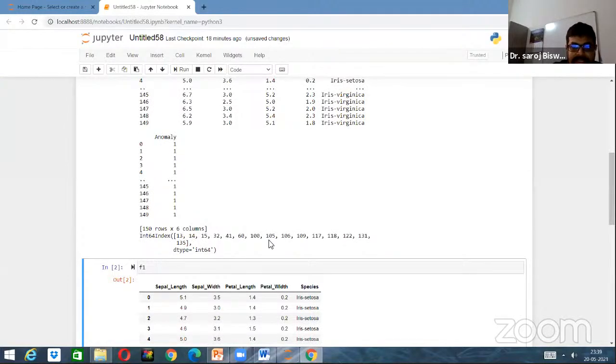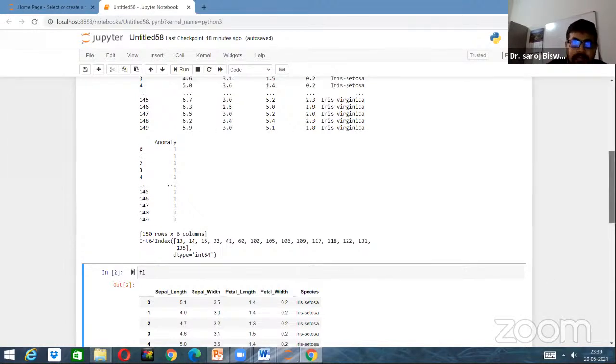So we found the indexes here. The 13th observation is an outlier. The 14th observation is an outlier. The 15th observation is an outlier. The 32nd is an outlier. Like that, these are the index numbers of the observations which are treated as outliers using isolation forest.